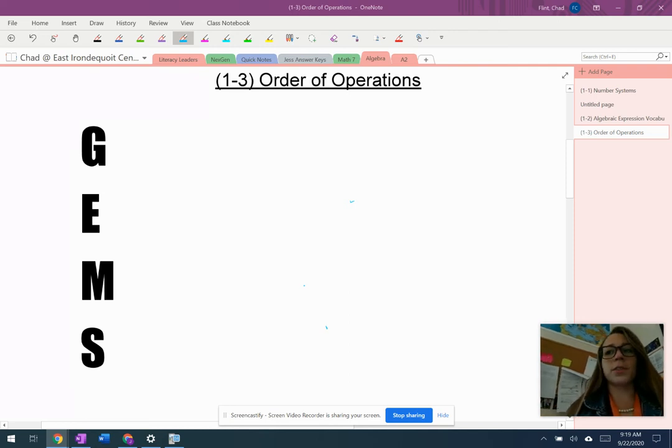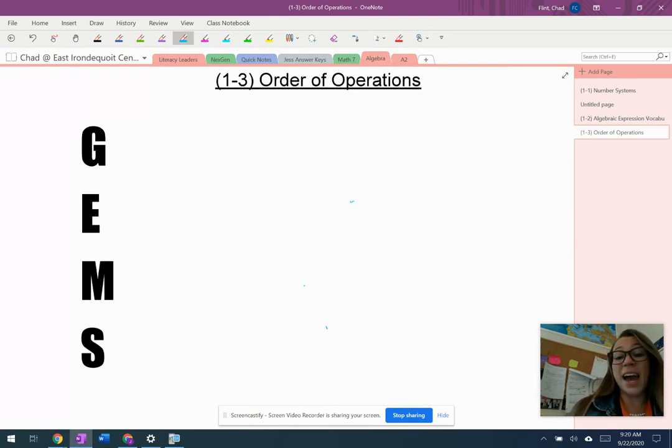So today we are going to look at the notes for 1-3, order of operations. This might be familiar from 7th grade because we definitely covered it in 7th grade. So the acronym we're using is GEMS this year. You might remember GEMDAS or PEMDAS from a previous year. GEMS is just the newest, coolest thing.